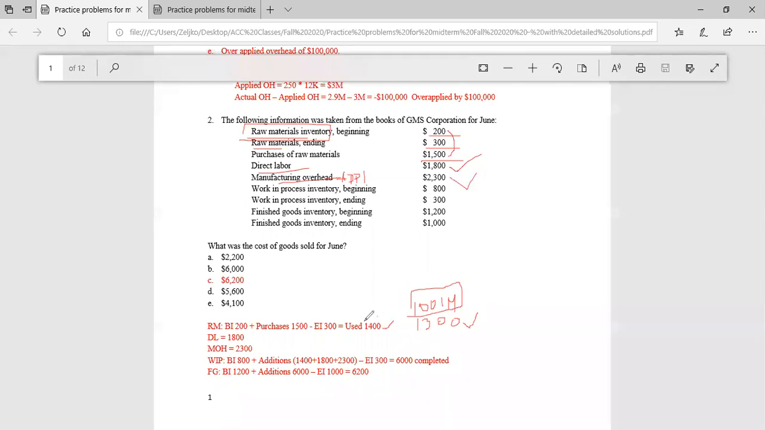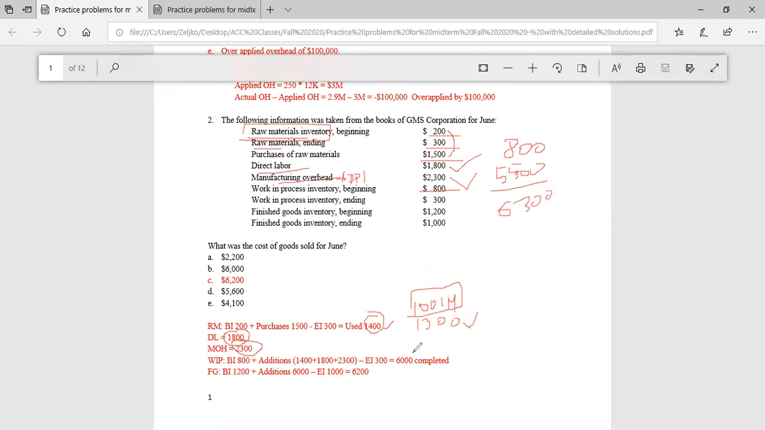2,300. So now we will add up these 1,400, 1,800, and 2,300. And these are your total manufacturing costs. That's what somebody asked earlier: what's the total manufacturing cost? These are the costs that you are adding in this period to your work in process. Now, in work in process, you already have $800 as a beginning inventory, right? So you will add these 1,400, 1,800, and 2,300, whatever they amount to, 5,500. You will add 5,500 to these 800.